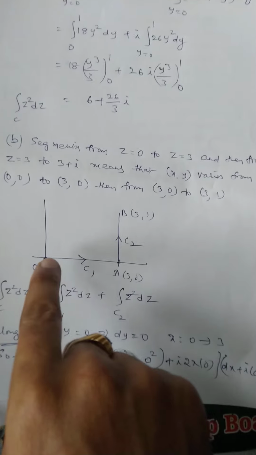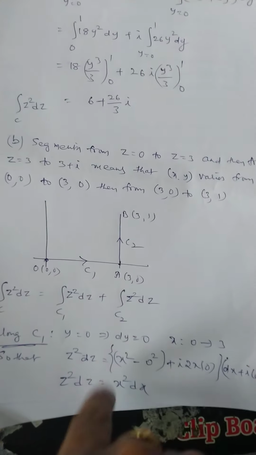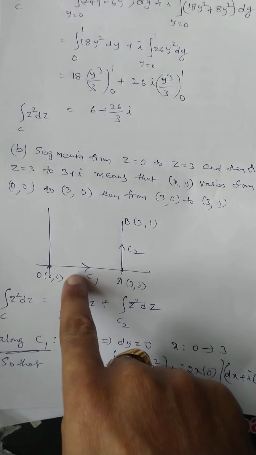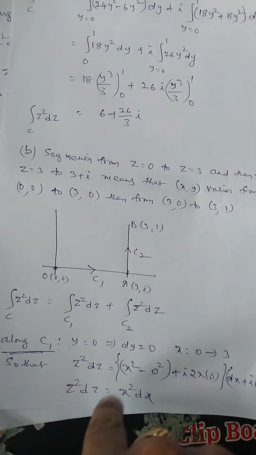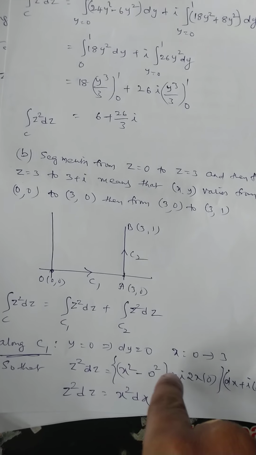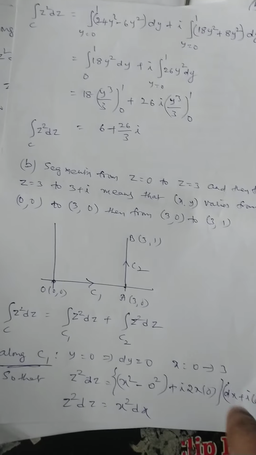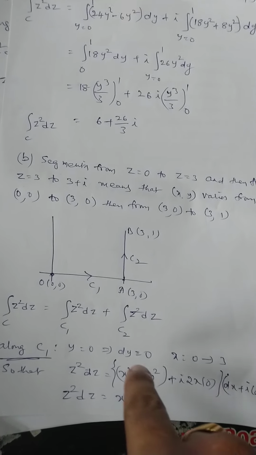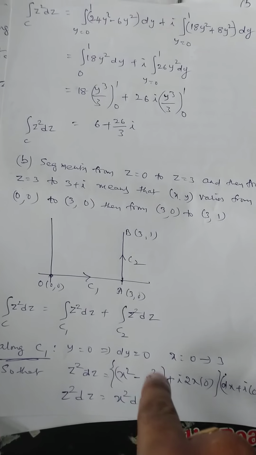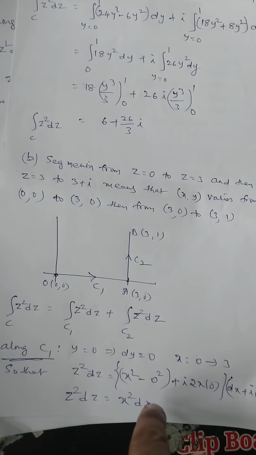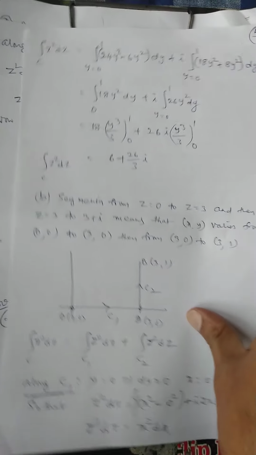So along C1, let us write separately now. Along C1, along the x-axis, y is 0, dy equal to 0, and x varies from 0 to 3. Let us substitute in z square dz. Already I have seen z square dz is (x square minus y square plus i into 2xy) into (dx plus i dy). Substituting dy as 0 and y as 0, you get this simplification: z square dz is x square dx. This is along C1.